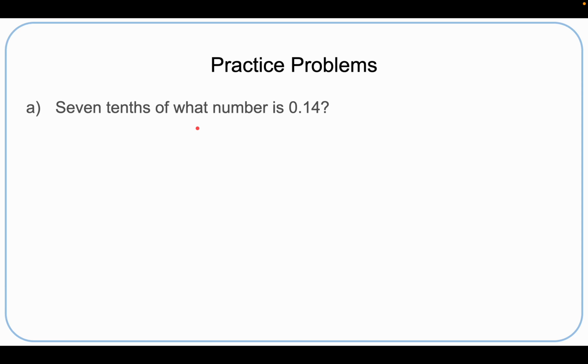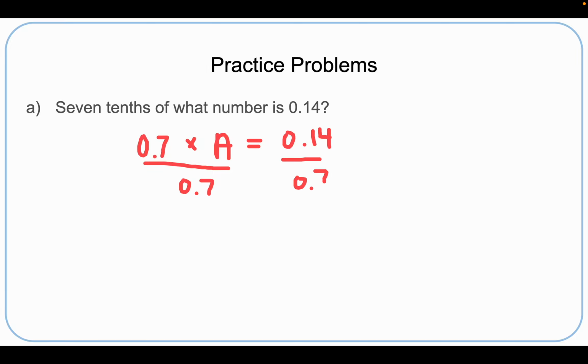Okay, first one, 7/10 of what number is 14/100. So let's write this as 0.7 of, there's our times, what number? A is 0.14. To solve this, we just need to divide by 7/10 on both sides of our equation. Those cancel out. We're left with A equals 0.2.